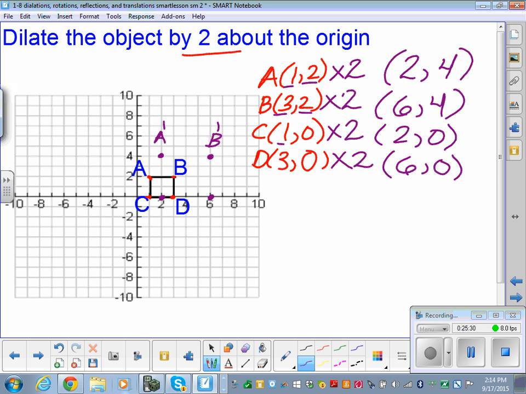Yep, thank you, Tyler. And then we draw that in, and it is dilated by 2. Now notice it didn't dilate about itself. It dilated about the origin. Does that make sense? Yes.